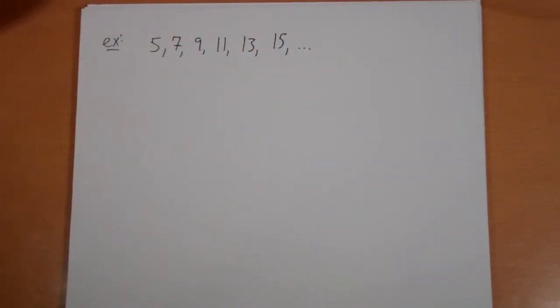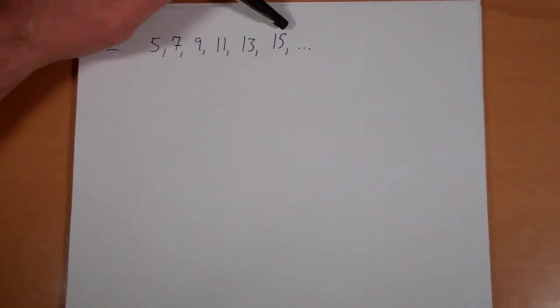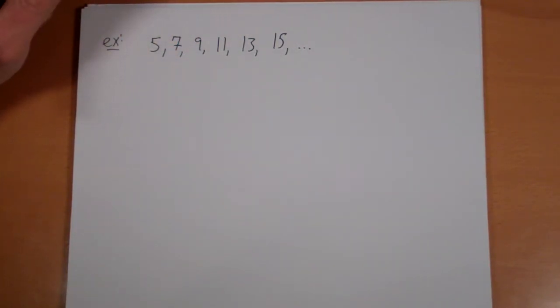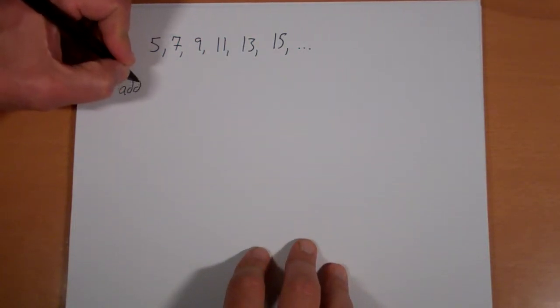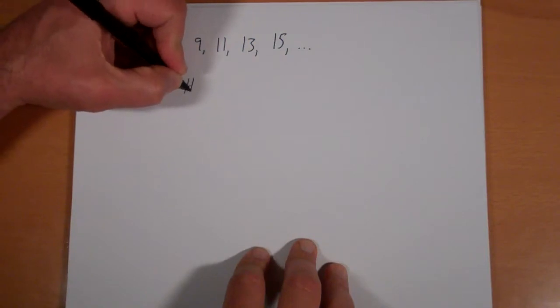If you notice, this is a pretty easy sequence. You start with 5, and then you add 2 from there. 5 plus 2 is 7, 9, 11, 13, etc. So the next ones would be 17, 19, etc. From this sequence, let's say we wanted to add up the first 5 terms.